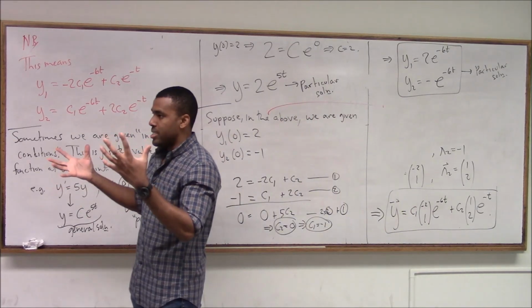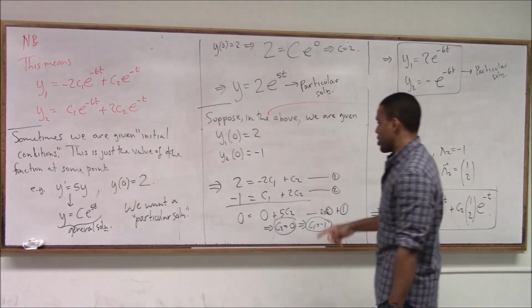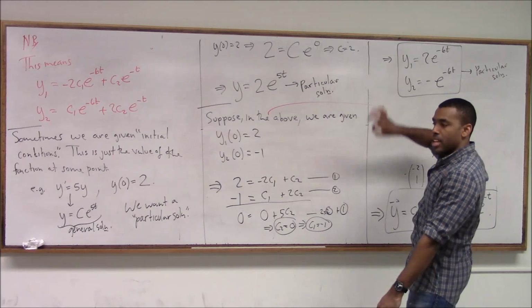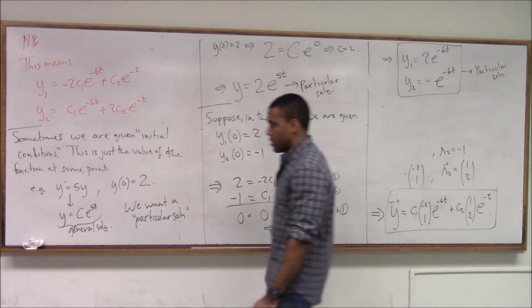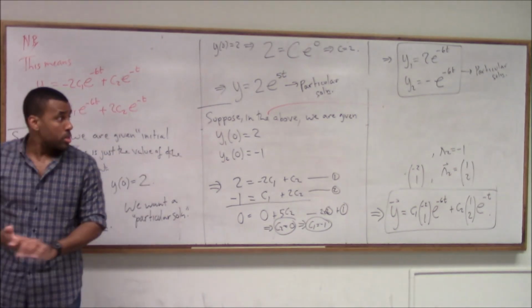So for an n by n system, you just have the n eigenvectors are the coefficients, and then the corresponding eigenvalues are all the powers. So we can continue like that. But we'll stop there for now.